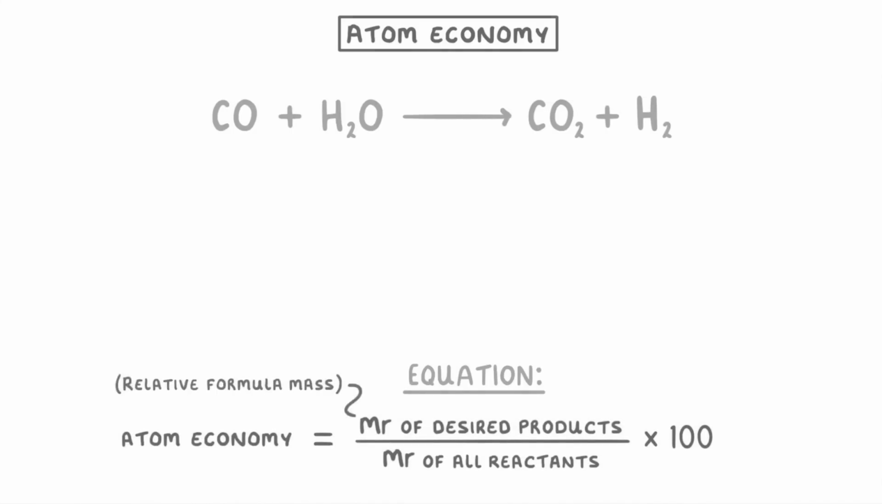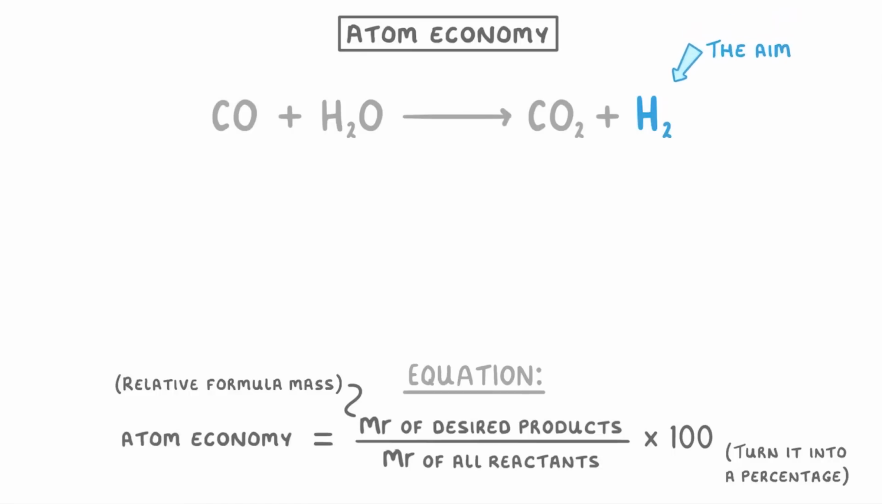So we have to take the relative formula mass of the desired product, or products if there are more than one, and divide it by the total relative formula masses of all the reactants. And then we multiply it all by 100 to turn it into a percentage.